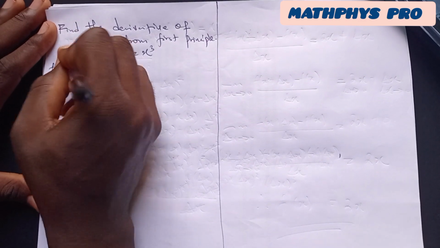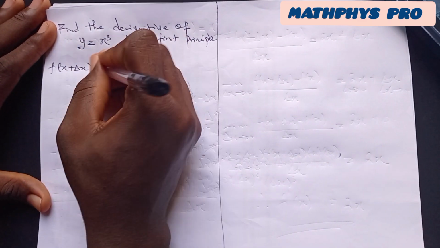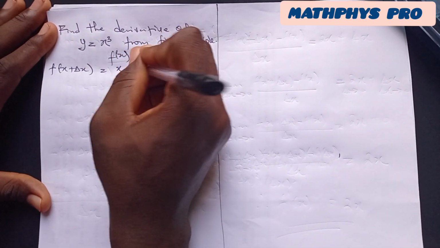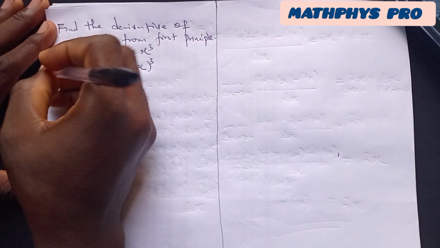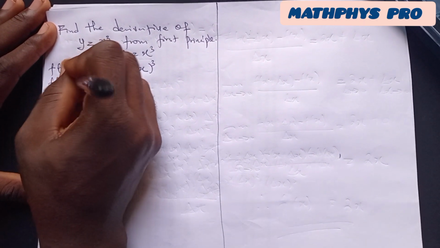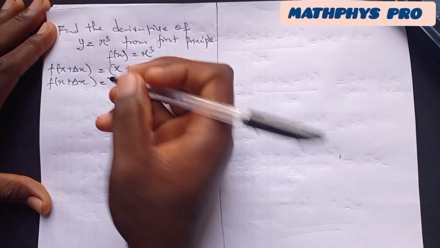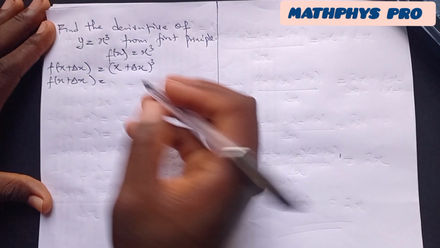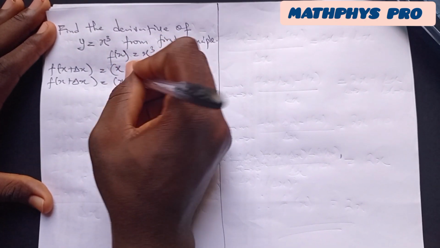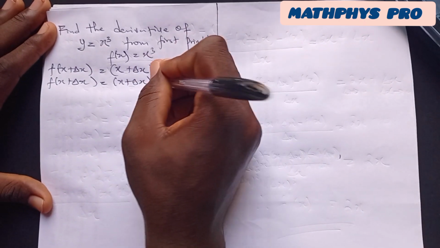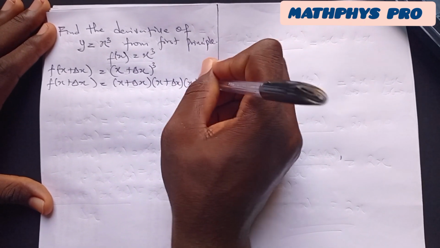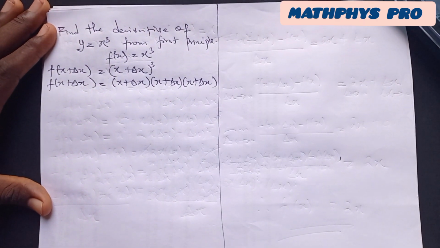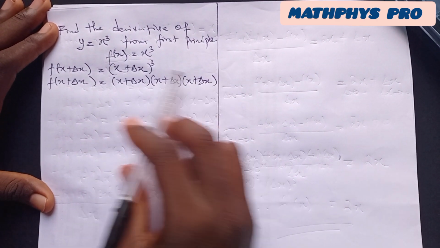f of x plus change in x is equal to x plus change in x, all cubed. Now you have f of x plus change in x is equal to, so you need to expand this. This is the same thing as x plus change in x times x plus change in x times x plus change in x.